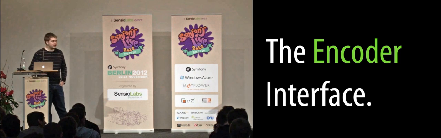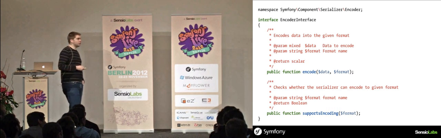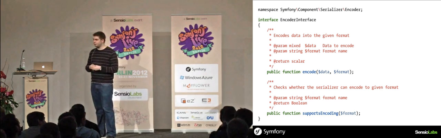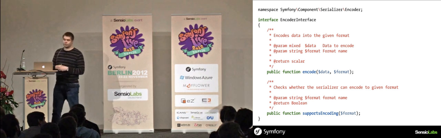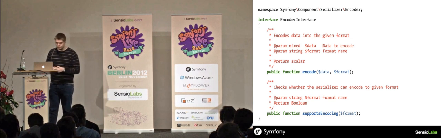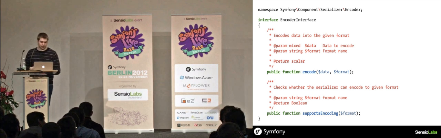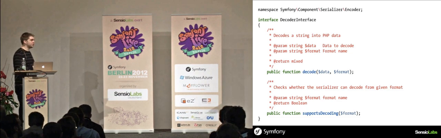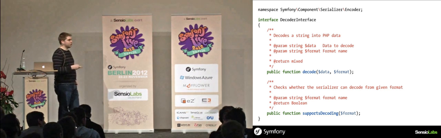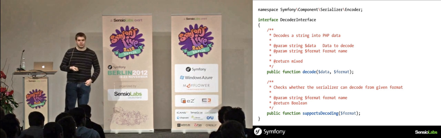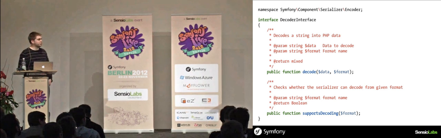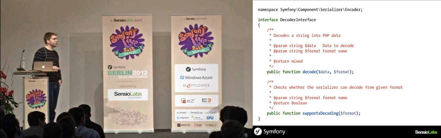And we have encoders and decoders. So we have an encoder interface. Remember that the encoder converts a PHP array into a specific output format. So the encode method takes your data, your PHP array, and the format in which you want to encode the data. And we have finally the decoder interface, which does the opposite process. We have the decode method, which takes the XML or JSON or YAML representation of your data and the format. And in general it will return an array.